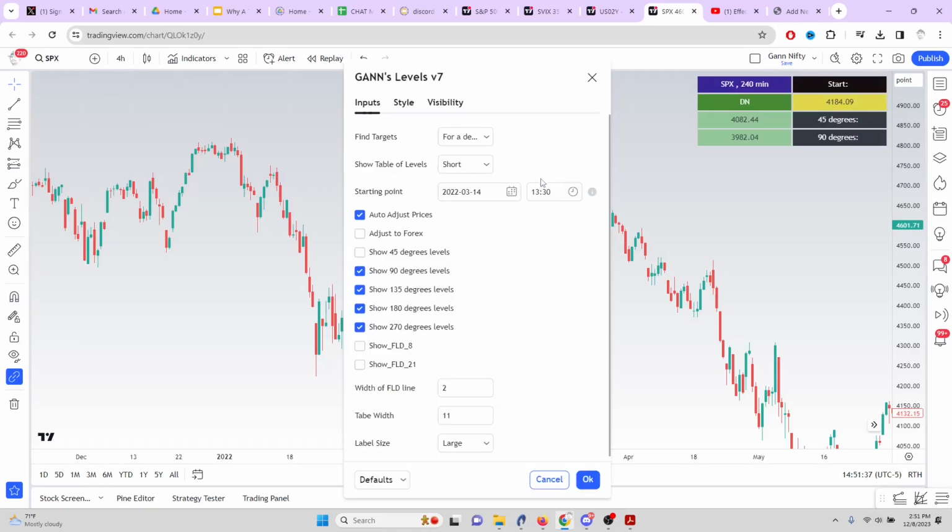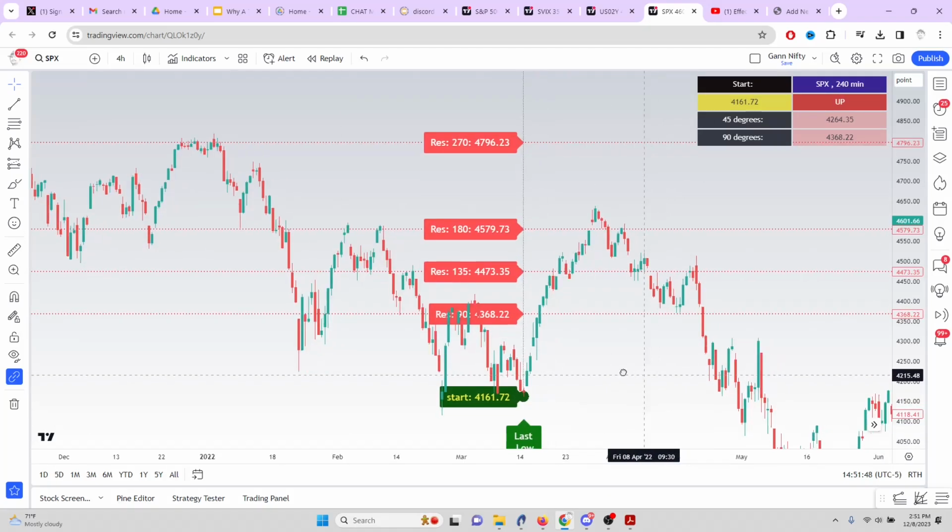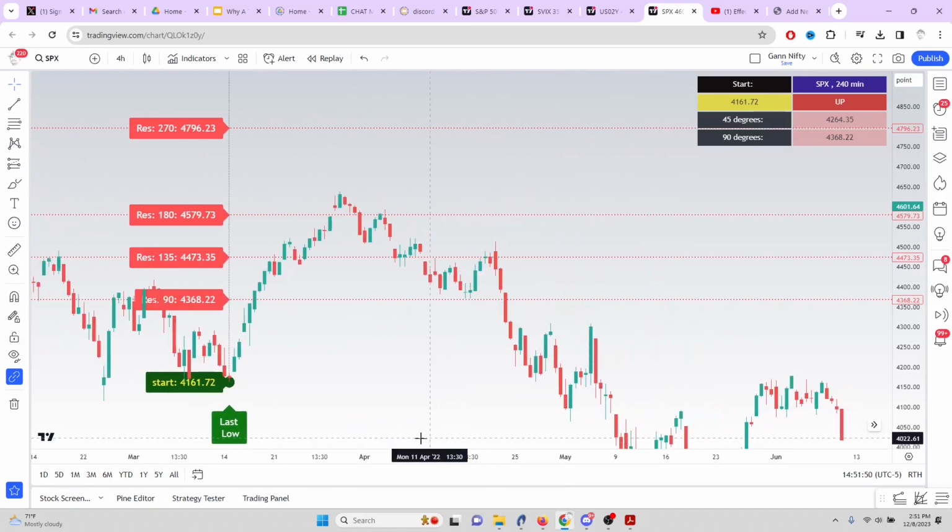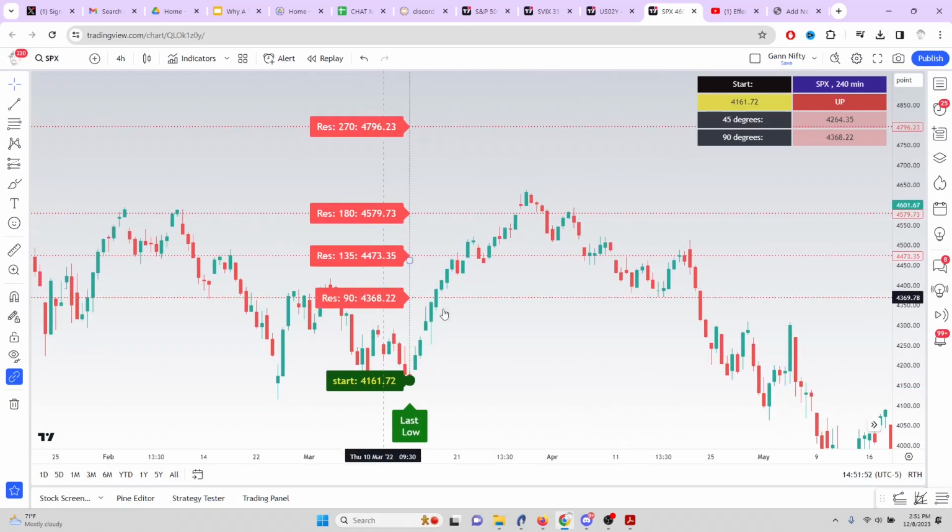And in order to see potential targets for a move up, again you go to the very first point in the menu and you change from a decline to a rally, and immediately you see levels of resistance. And you can expect that the first move up will be 90 degrees, and you see that price sliced through it. So then your next target would be 135 degrees.